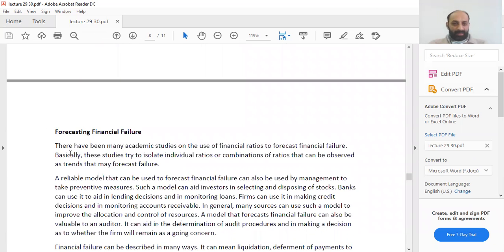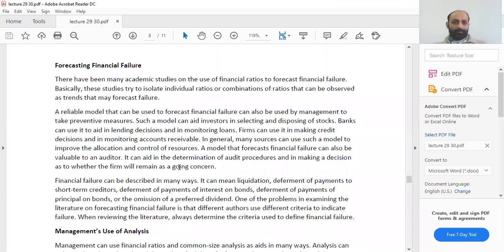Forecasting financial failure. There have been many academic studies on the use of financial ratios to forecast financial failure. Basically, these studies try to isolate individual ratios or a combination of ratios that can be observed that may forecast failure. Now, how do you forecast financial failure? And in fact, what is a financial failure? These things we will discuss going ahead.